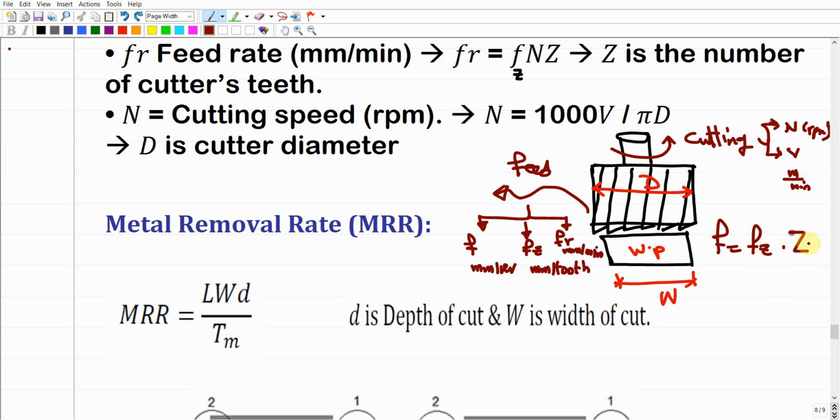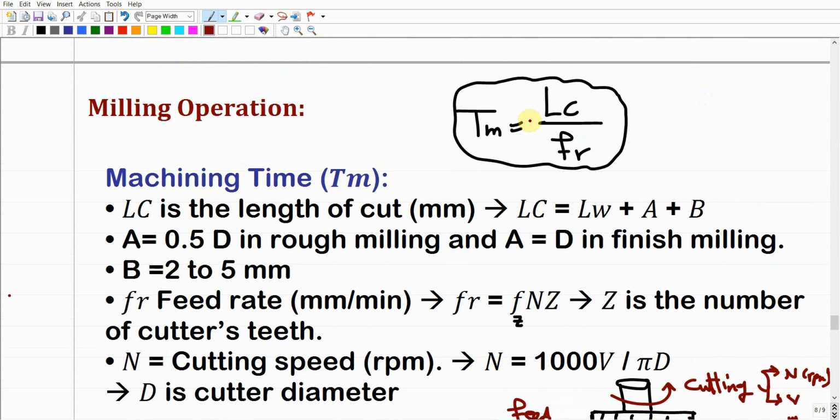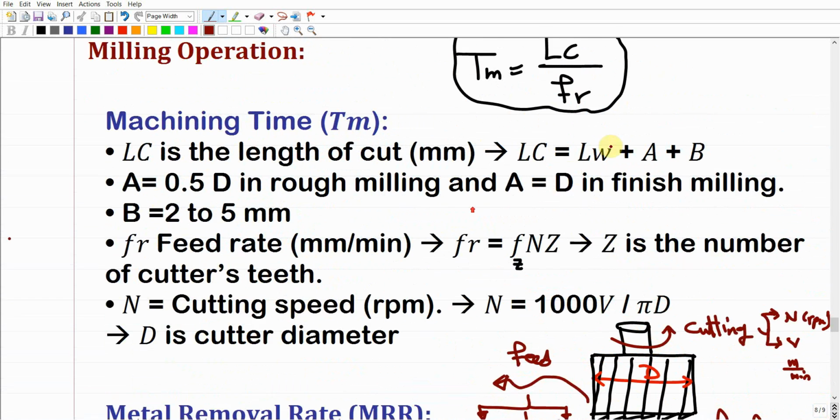Or times Z. Z here stands for the number of teeth of the cutting tool that would be given. So if you were given the Fz, which is the feed per single tooth, and you multiply times the number of teeth, you're going to end up with the total feed per revolution. Then if you multiply times N, which is the rotational speed of the cutter, you're going to end up with the feed rate.